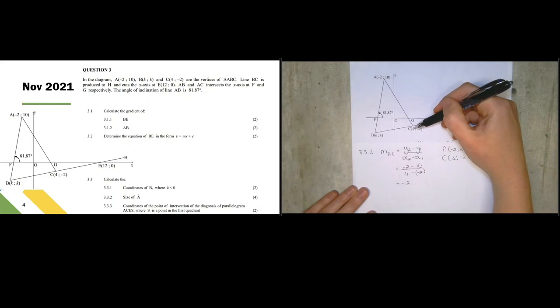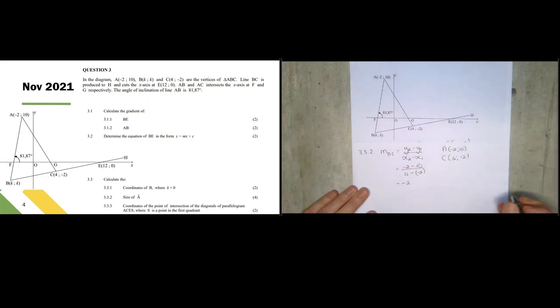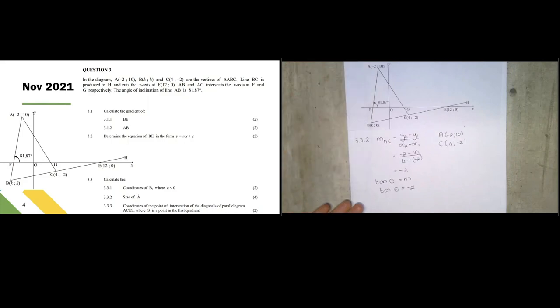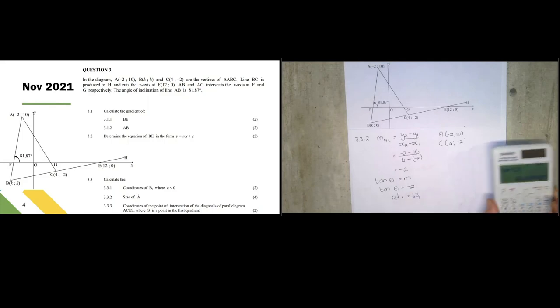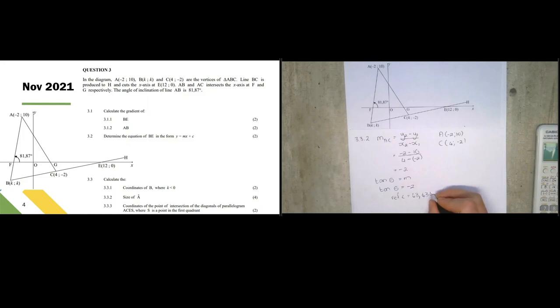I've calculated my gradient, and I want my inclination angle. So tan of my inclination angle is equal to my gradient. So tan of theta will be equal to -2. Grade 12s, please remember, when we do trig, we're not going to type in the negative when we work out our reference angle. So for my reference angle, I go second function tan of 2. Remember the second function, we're getting the angle. And I get the reference angle is 63.4349. Not rounding off yet.